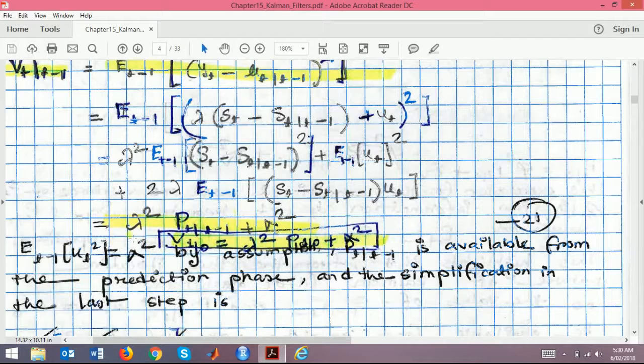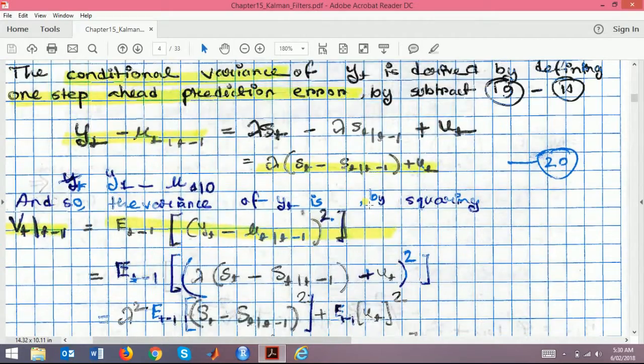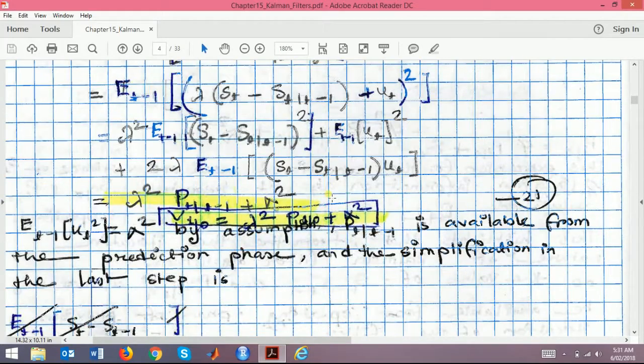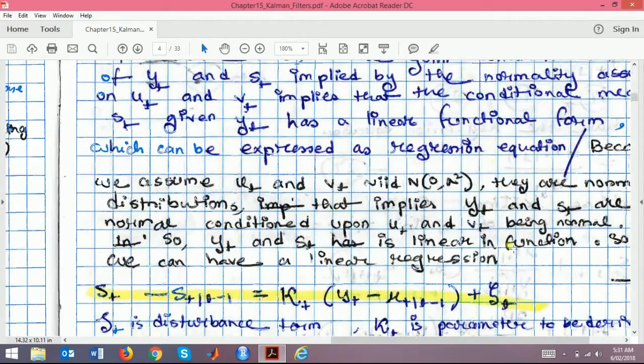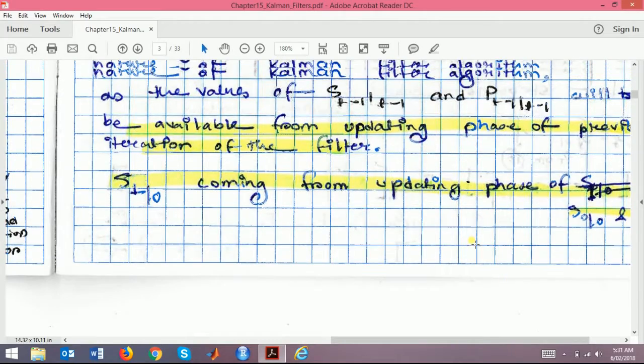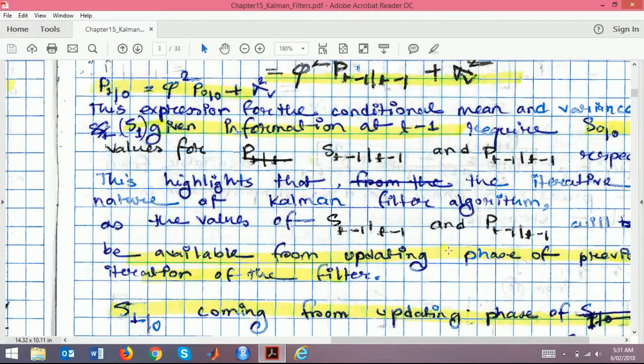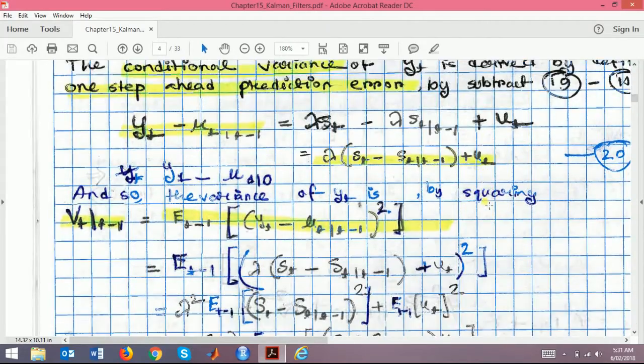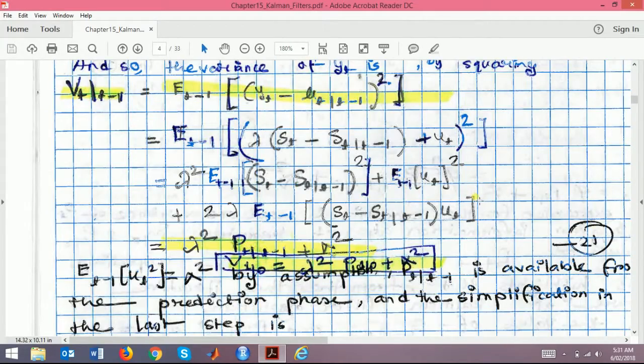So the conditional variance V1|0 is lambda squared P1|0 plus sigma squared. So the conditional mean is lambda S1|0, and the conditional variance is lambda squared P1|0 plus sigma squared. The regular variance was phi squared P0|0 plus sigma squared v, and the conditional variance is lambda squared P1|0 plus sigma squared.